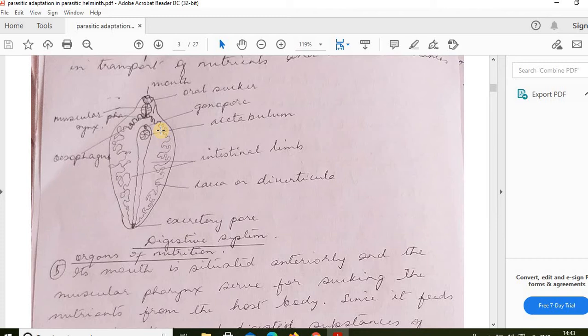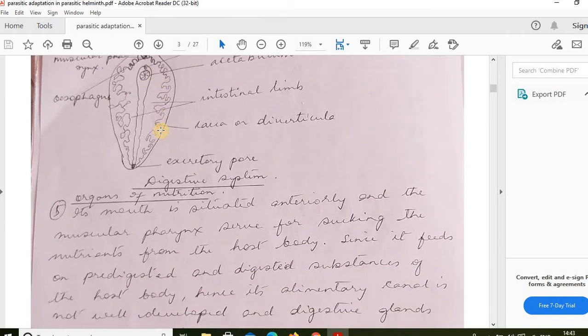Since it is present in the host, it gets its ready-made food from the host, so they do not have a proper alimentary canal or a digestive system or any digestive glands to digest the food, because they get the food which is pre-digested from the host. So they have got the excretory pore at the base, and the waste comes out from this excretory pore.